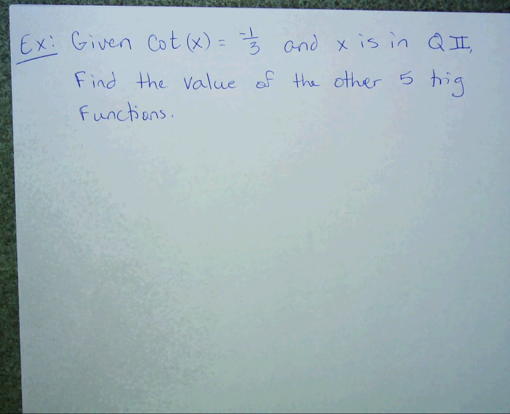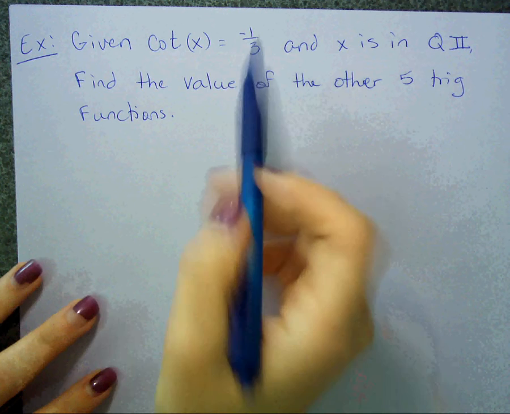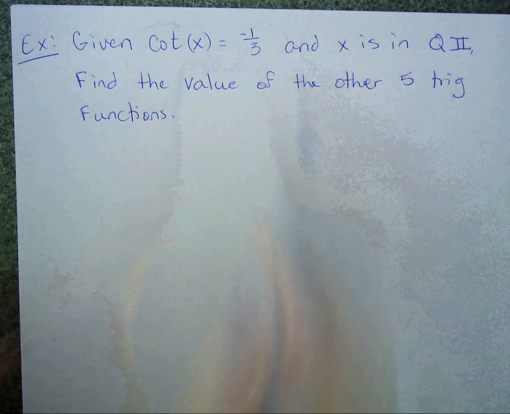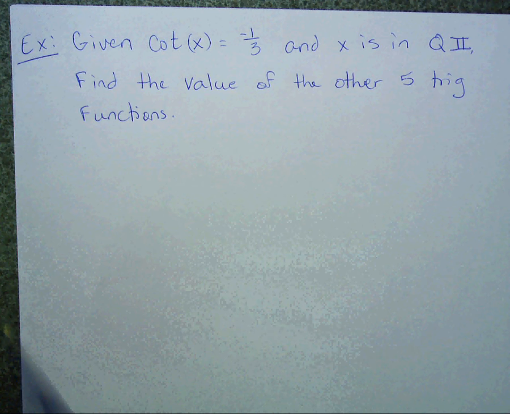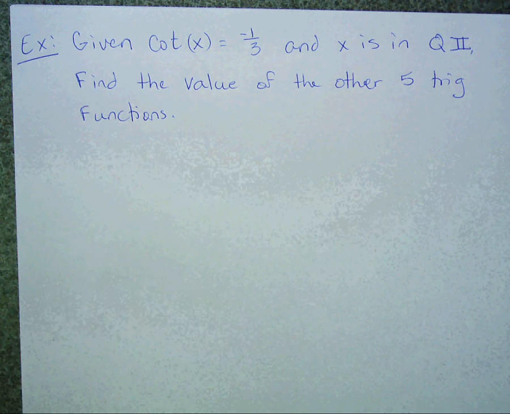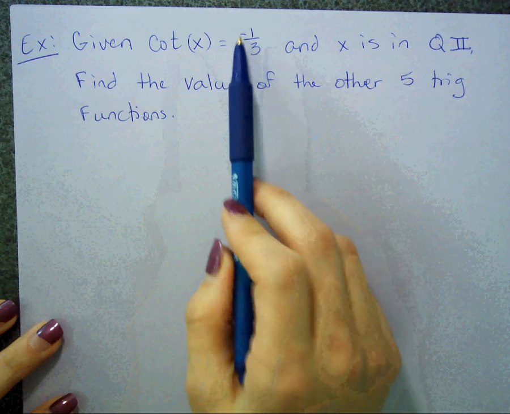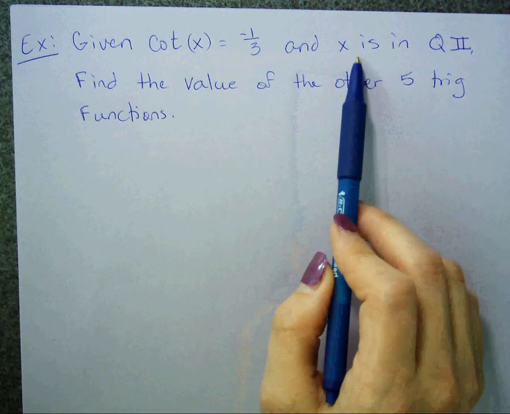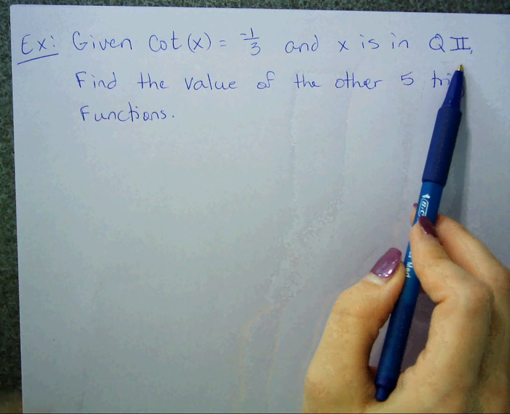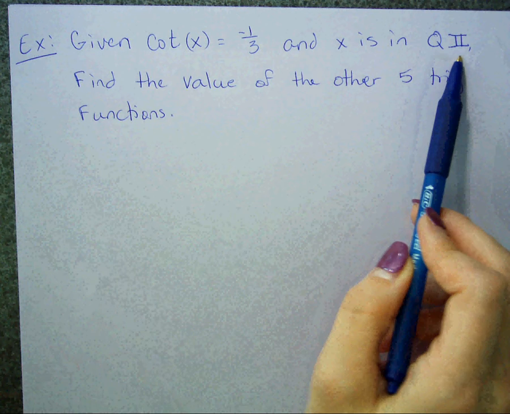Alright, so we want to find the values of the other 5 trig functions given a single value. And we looked at earlier how to do this with identities, but it does get kind of crazy. So we can just use a single triangle to do this. I'm given cotangent of x is equal to -1/3, and x is in quadrant 2. Right, so this will help me to know if my values for the other 5 will be positive or negative.